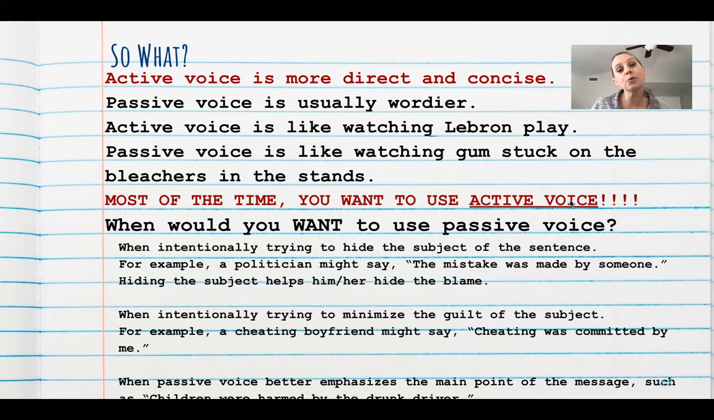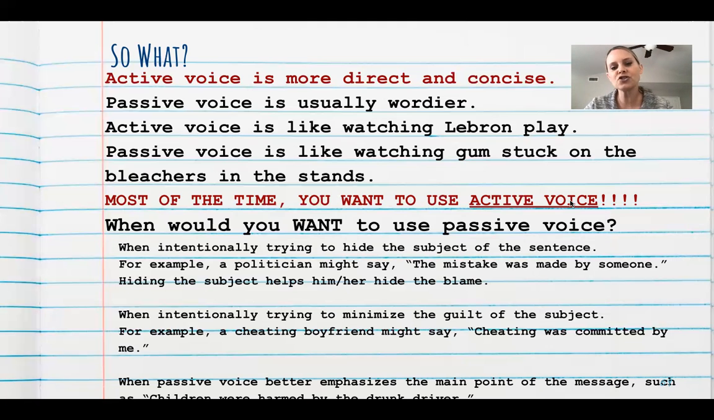So, when would you prefer or desire to use passive voice? Writers still use passive voice, so why do they do it? And when you're a very aware writer, you can use it with a very specific intent. So when you're intentionally trying to hide the subject, you will use passive voice. Think of a politician, maybe. A politician might say, the mistake was made by someone. So now the culprit, the person that made the mistake, is very much hidden until the end of the sentence and a little less important.